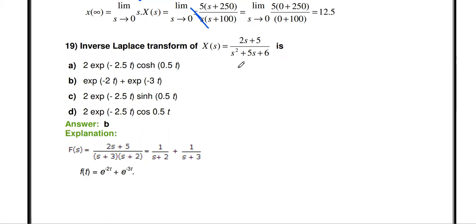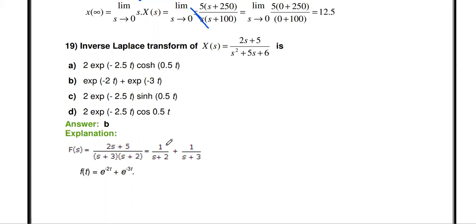In order to find the inverse Laplace transform, first we have to factorize the denominator polynomial. So s squared plus 5s plus 6 can be factorized as (s plus 3)(s plus 2). Then in the partial fraction method, we write it as A by s plus 3 plus B by s plus 2. We have to find out the values of A and B. Here the value of A and B is 1.